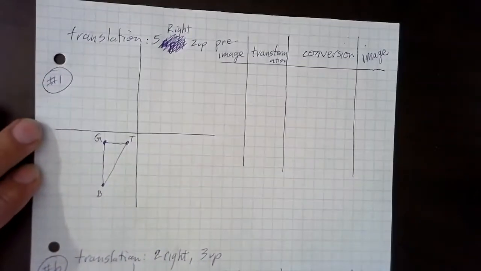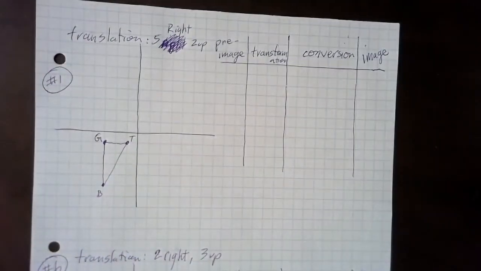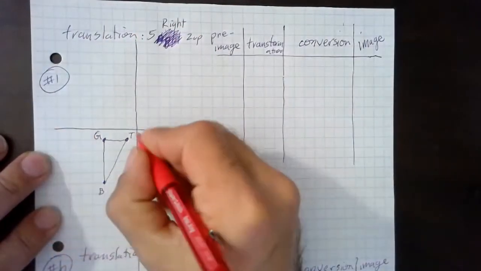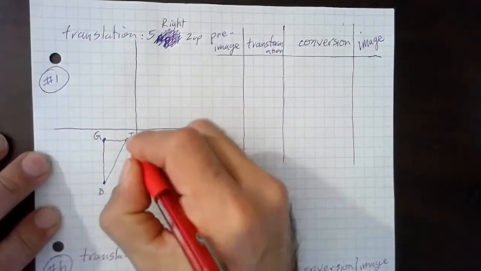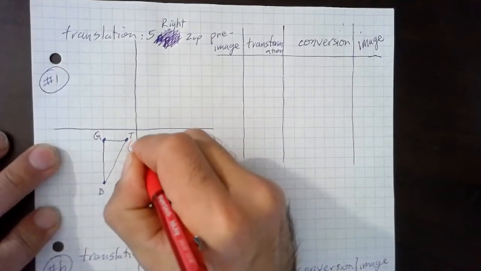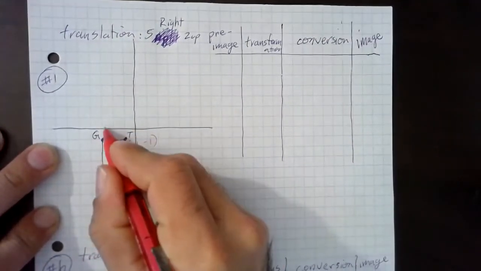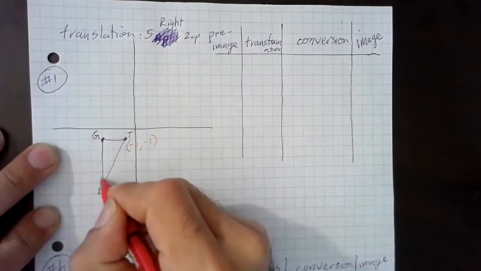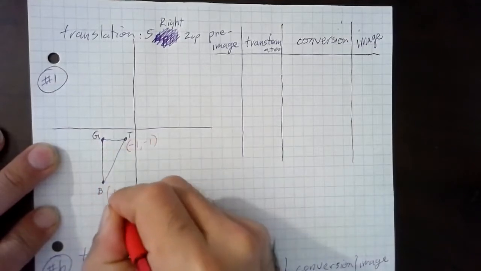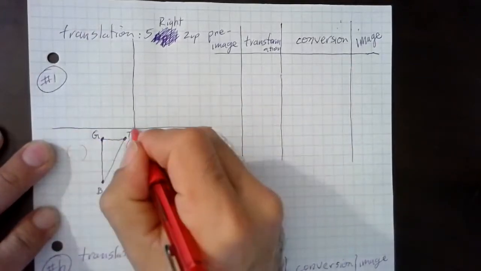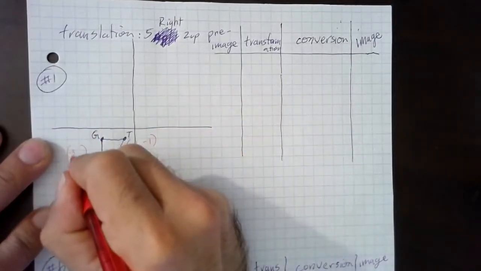Okay, so looking at number 1. Now we were given this shape right here, and let's go ahead and just spend some time before we look at the translation. Let's put where these points are. So let's see. T is at -1, -1. B is at -3, -5. And then we have G over here at -3, -1.